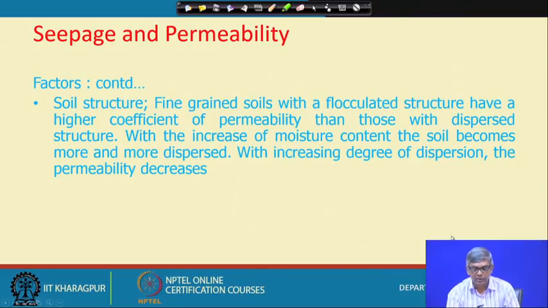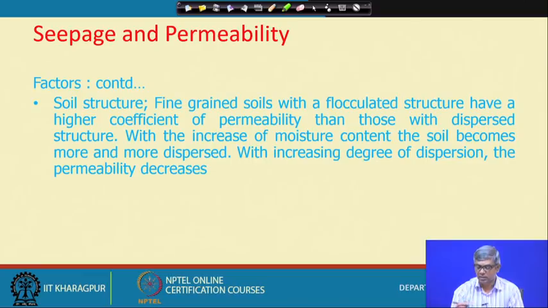Next there are some more points, that is soil structure. Fine grained soil with a flocculated structure has a higher coefficient of permeability than those with dispersed structure. If we see microscopically, there are two types of structure in fine grained particles, one is flocculated and another is dispersed. If it is flocculated, the structure has a higher coefficient of permeability, and if it is dispersed, it will be less. With the increase of moisture content, the soil becomes more and more dispersed, and with the increasing degree of dispersion, the permeability also decreases.